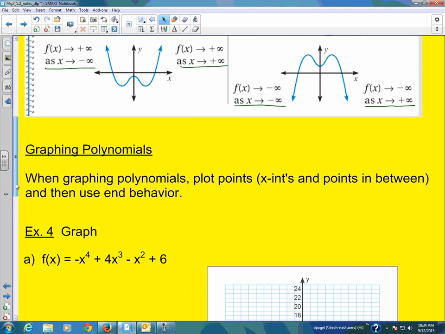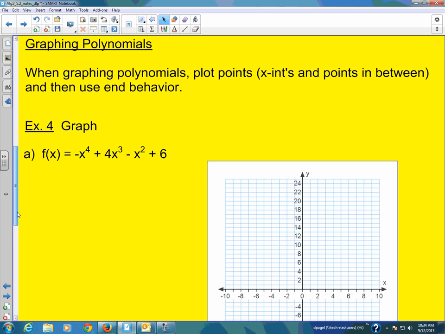So let's try doing some graphs. Graphing polynomials. When we graph polynomials, we will plot points, x-intercepts and points in between, and then use the end behavior to determine what's going on with our polynomial. Now we're going to kind of go old school with this for right now. We're going to think about graphing with a t-table. We'll use a chart, pick our own x values, find our own y values.